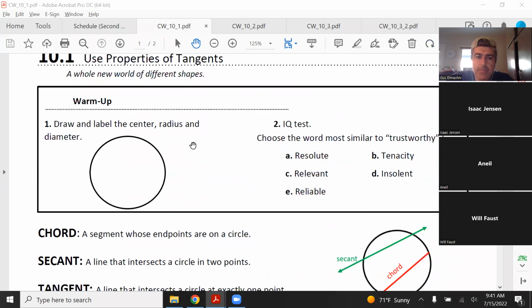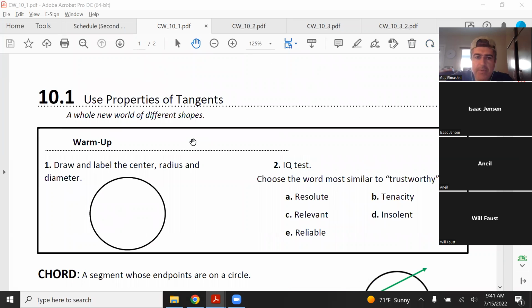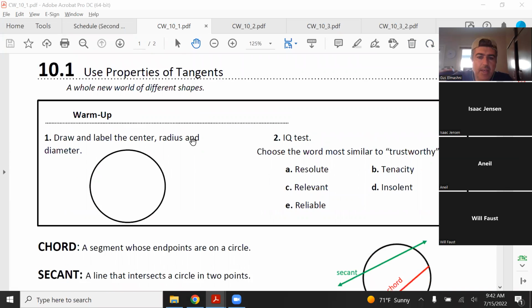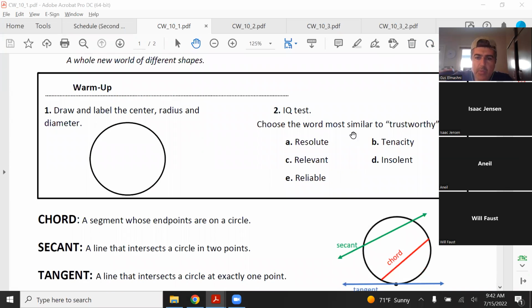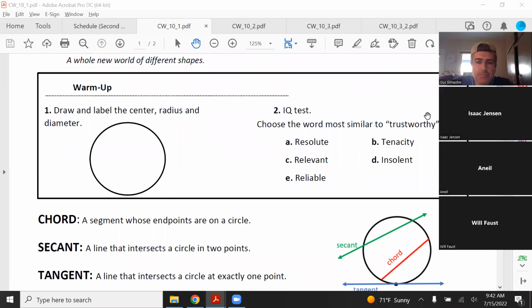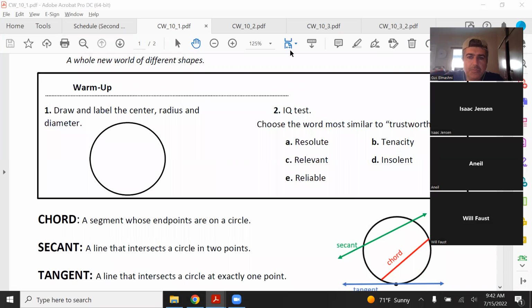Okay, so this section is called Use Properties of Tangents. Before I get into that, let's just do a quick warm-up.